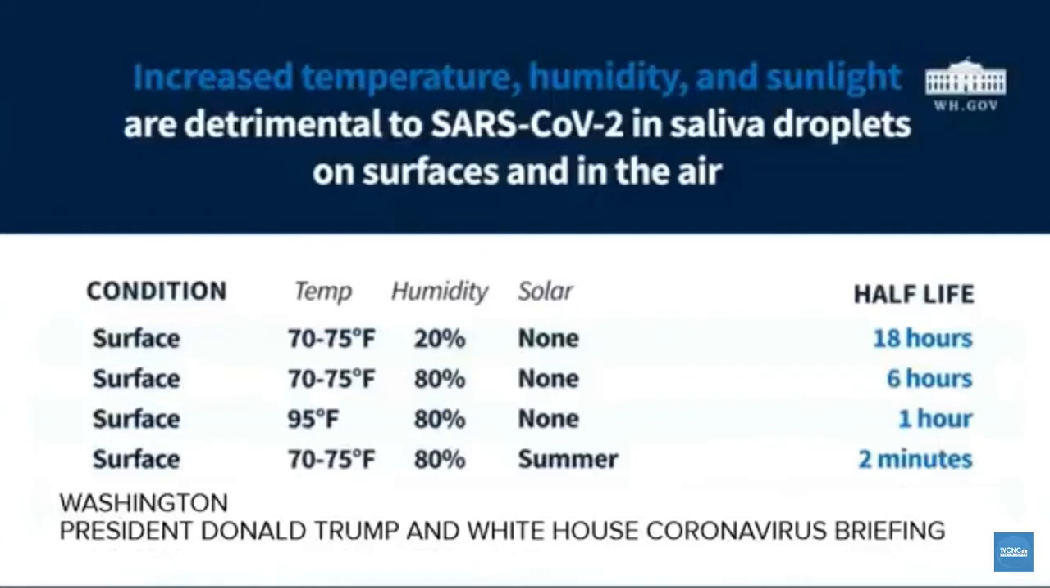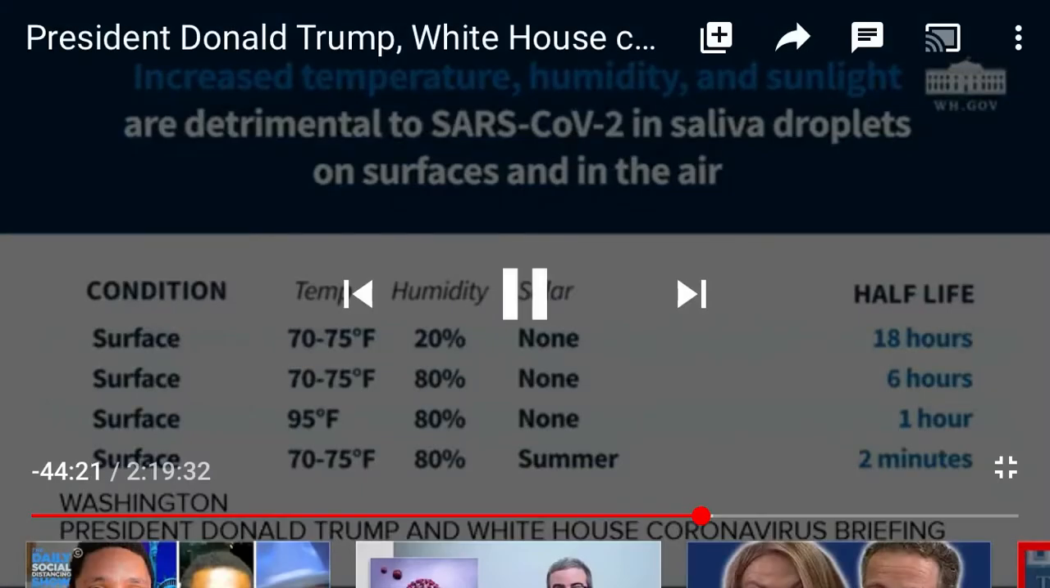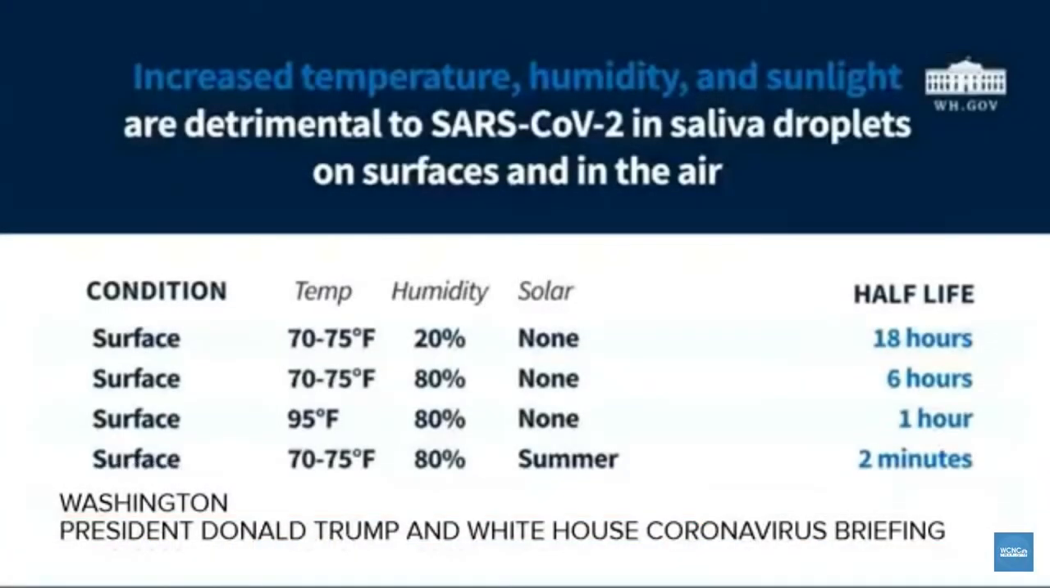So if you look at an 18-hour half-life, what you're basically saying is that every 18 hours, the life of the virus is cut in half. So if you start with 1,000 particles of the virus, in 18 hours you're down to 500, in 18 hours after that you're down to 250, and so on and so forth. That's important as I explain the rest of the chart.